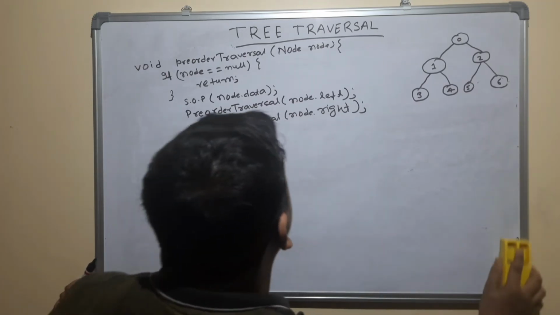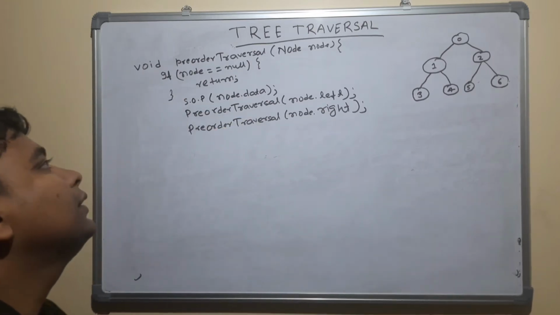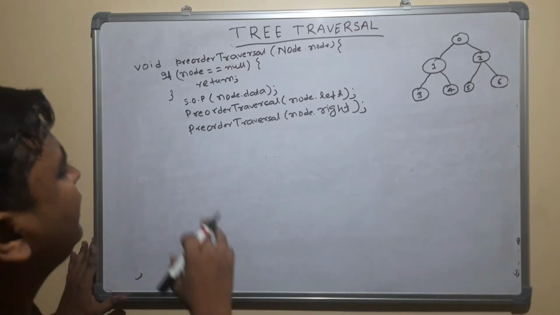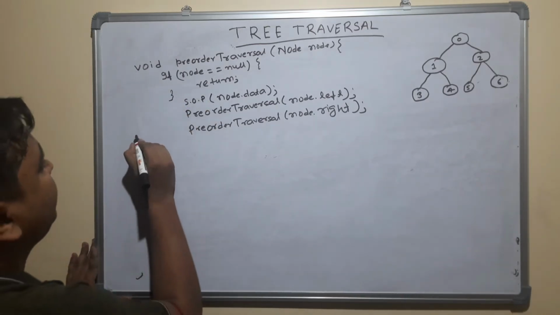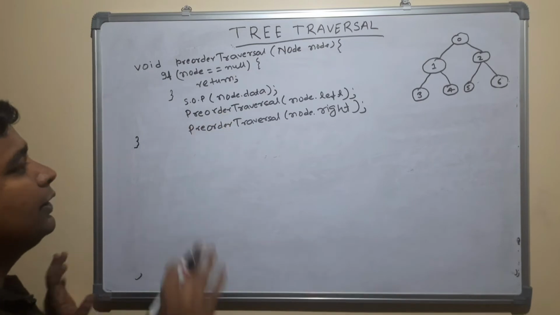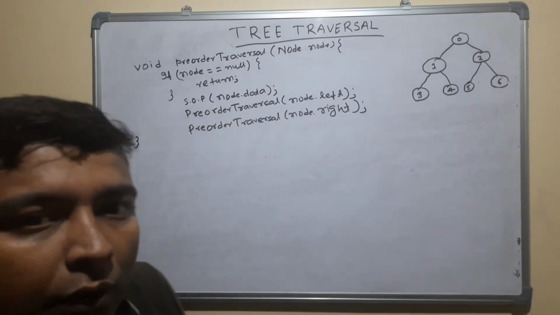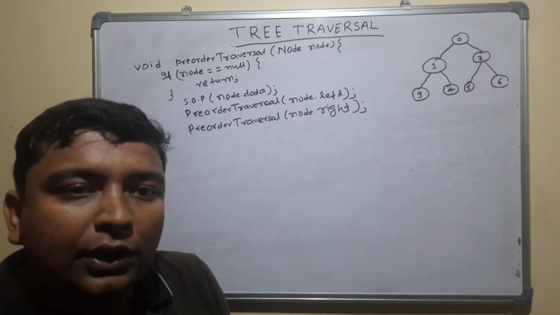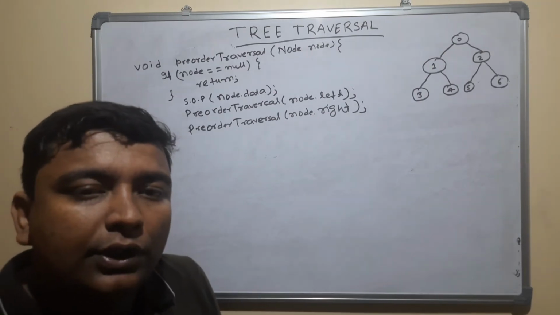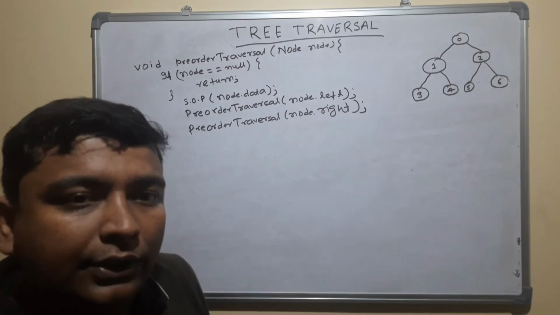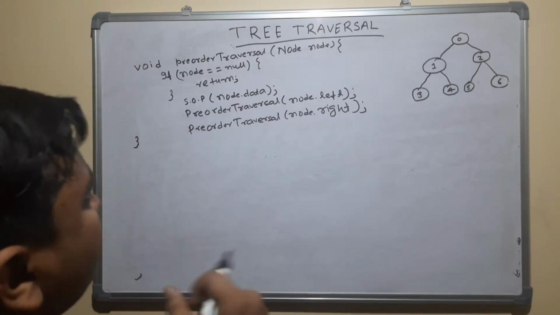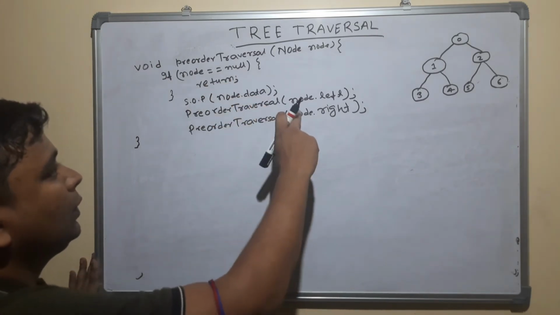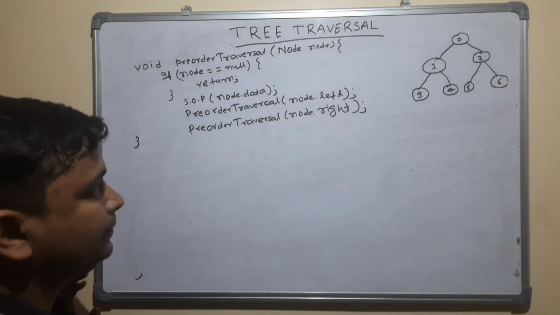So let's see only one traversal here. If we understand one traversal, how recursion will process and print, then you will understand everything in post order, in order, and pre-order. So in pre-order, I have written here first node dot data, node left, and node dot right.